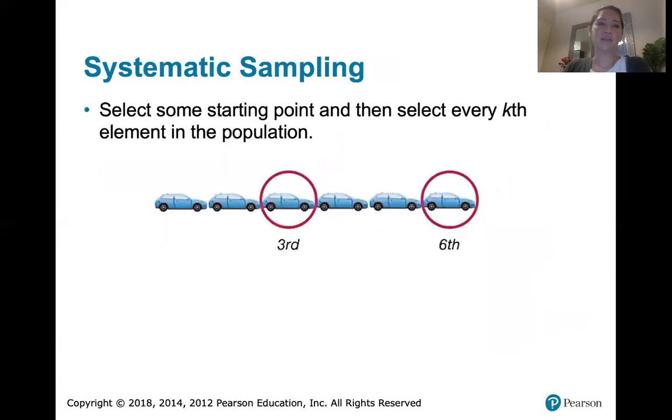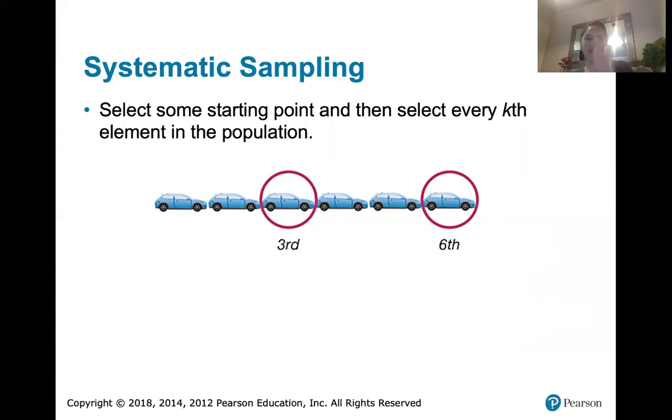So one type of sampling is systematic sampling. So this is starting at some point and then selecting every kth element of the population. So maybe you've got a bunch of cars all lined up along the street, and you're just going to take every 3rd car. You have the 3rd car, and then the 6th car, and then the 9th car, and then the 12th car, until you get, I don't know, however many cars. That's systematic sampling. Or if you were to go through the phone book and choose every 5th phone number and call them, well then that's also systematic sampling.